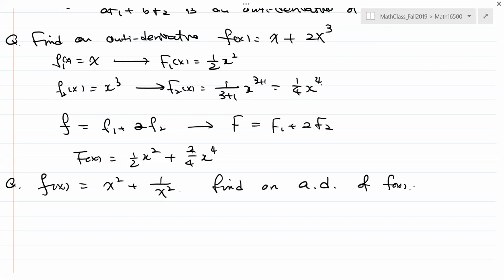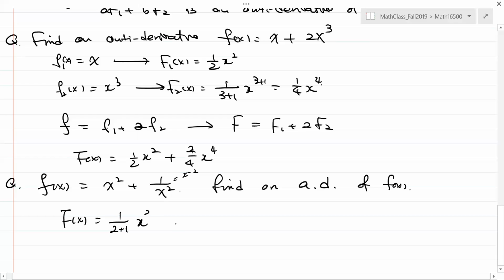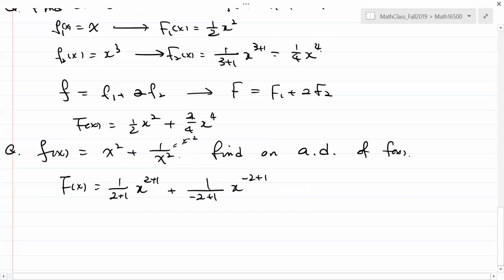Okay, how to do that? You just find them one by one. So capital F of x, 1 over x squared can be written as x to the -2. So this will be 1 over -2 plus 1 times x to the -2 plus 1. That's the first step. Then you simplify it.